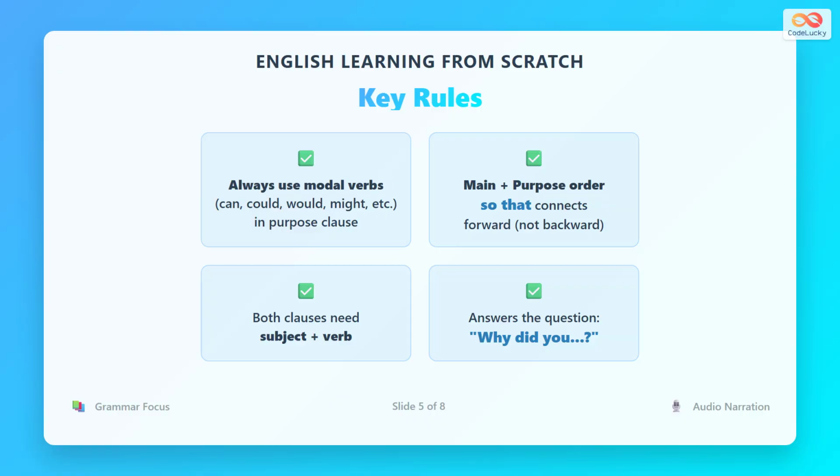4 important rules. First, always use modal verbs like can, could, would, might in the purpose clause. Second, main clause comes before so that. Third, both clauses need subject plus verb. Fourth, it always answers the question, why did you do that?